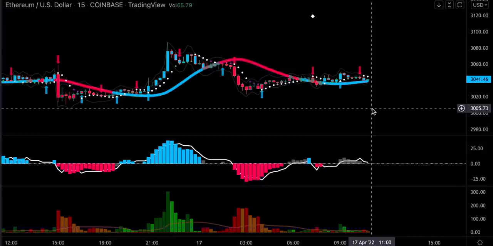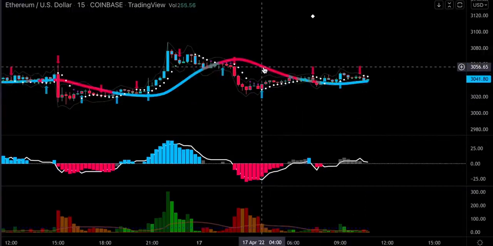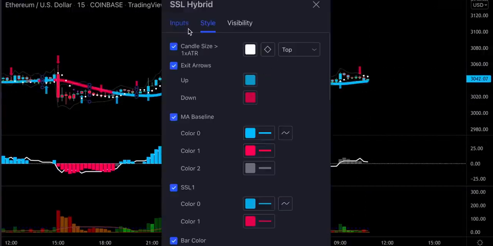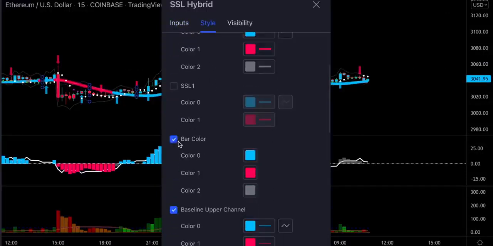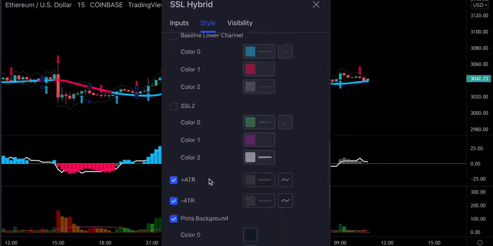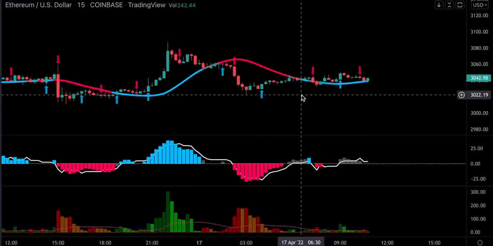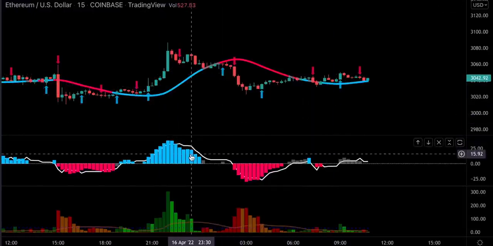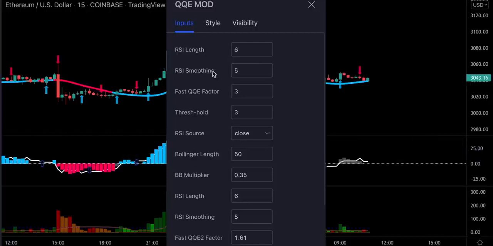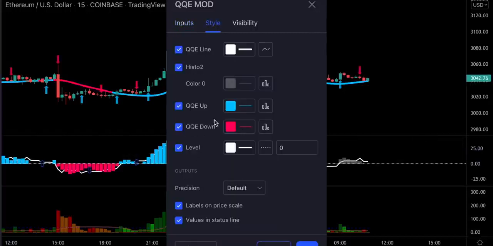Okay, so we see the chart looks extremely messy. So in order to fix that, we're going to adjust these indicators one by one. So let's first double click on this SSL hybrid indicator and adjust the style. Now let's do some slight adjustments to our QQE mod. So first of all, we're going to change the arrow size moving from 5 to 6. And also let's get rid of this level.